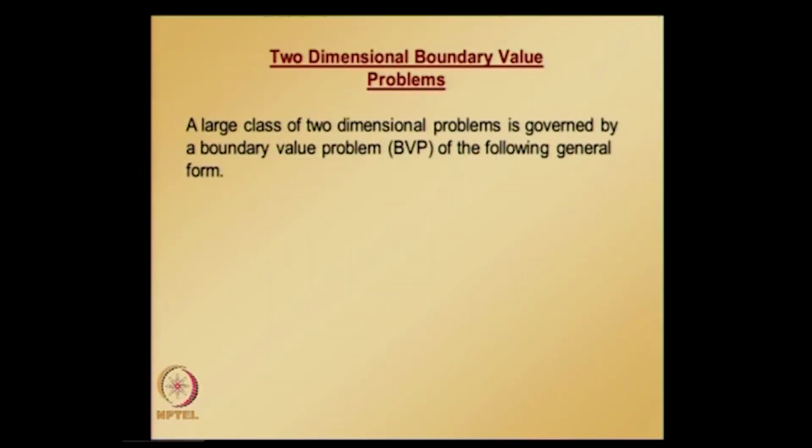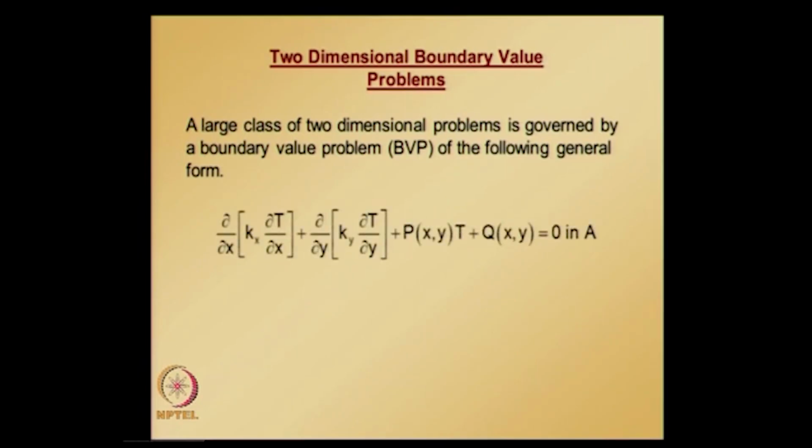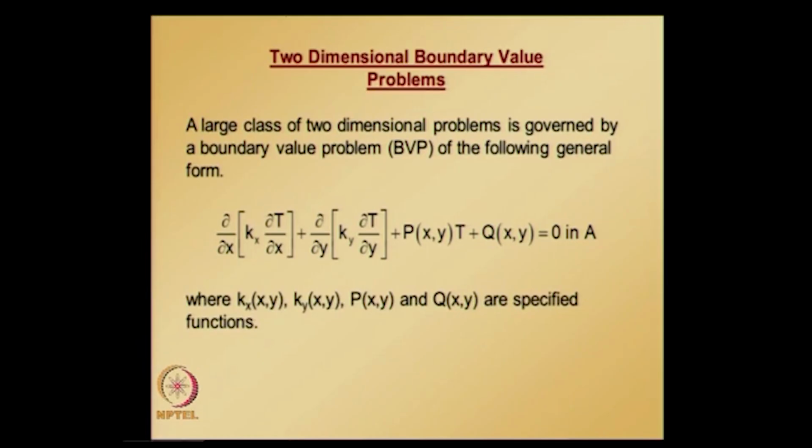A large class of two dimensional boundary value problems is governed by a boundary value problem of the following general form, where kx, ky, p, q are some specified functions. They can be functions of spatial coordinates or they can be constants. So this is the general two dimensional boundary value problem which we require to solve over the domain A, which is an arbitrarily shaped two dimensional domain bounded by some surface S, and T is the field variable which we are after, or T(x) is the desired solution.